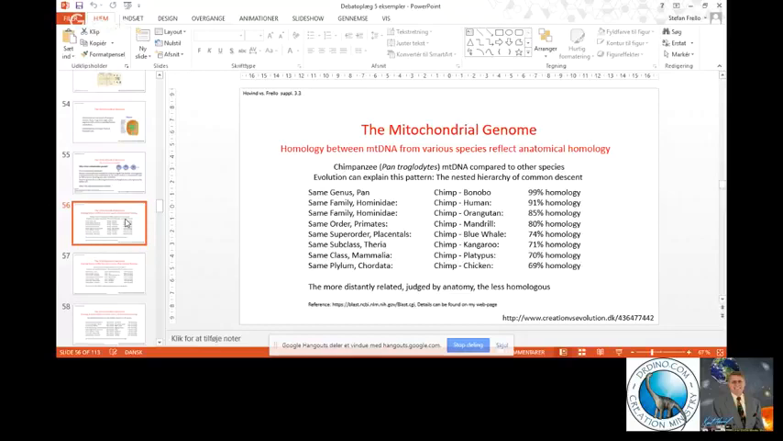And the pattern is exactly the one that you would expect if you look at the anatomy. The placentals have a somewhat different reproductive system from the marsupials here, the kangaroo, and all the placentals are more homologous in the mitochondrial genome than any of them are with the kangaroo. All mammals more homologous than any of them are to any of the birds. All birds more homologous than any bird is to any fish or whatever.